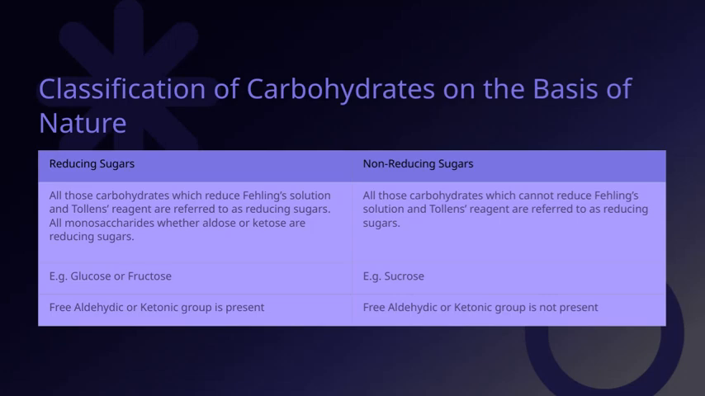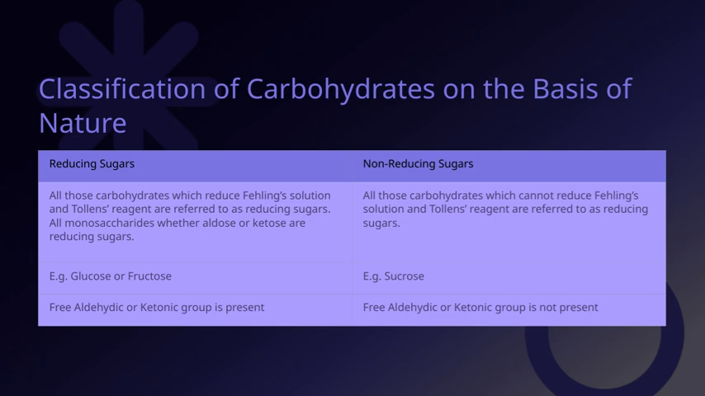Let's take a look at how carbohydrates are classified based on their nature. On this slide, we have a table that divides them into 2 main categories: reducing sugars and non-reducing sugars. Reducing sugars are all those carbohydrates that can reduce Fehling's solution and Tollens reagent. This means they have a free aldehydic or ketonic group that reacts during these tests. For example, glucose and fructose are classic reducing sugars because they contain these free groups. On the other hand, non-reducing sugars do not have this ability.